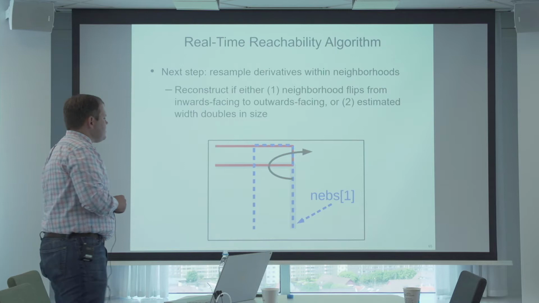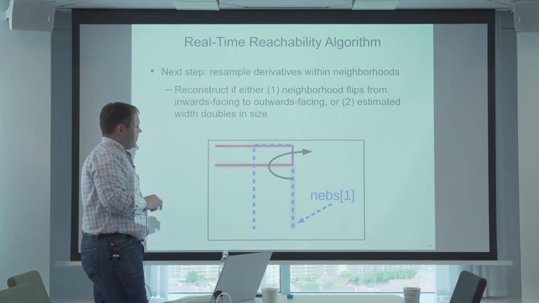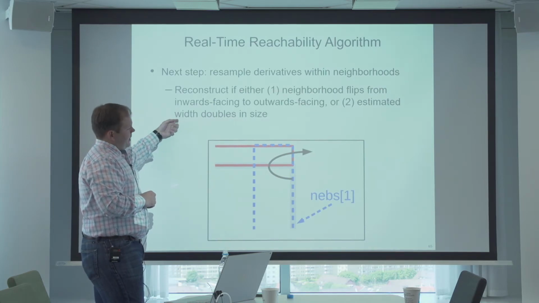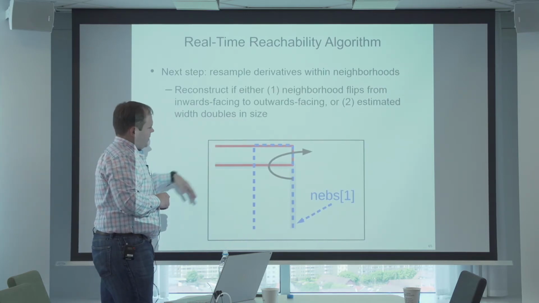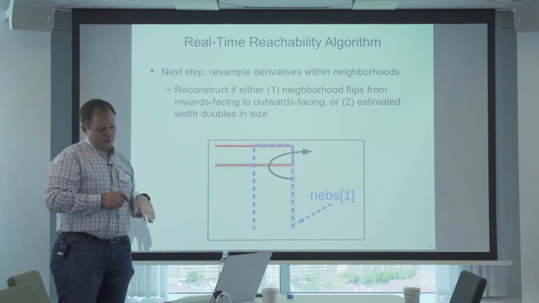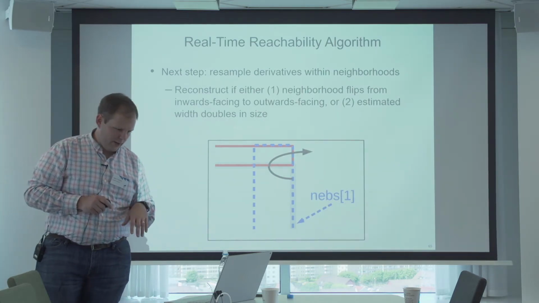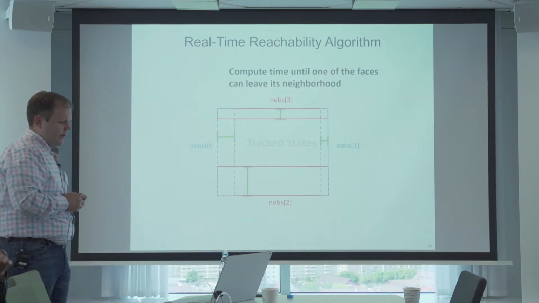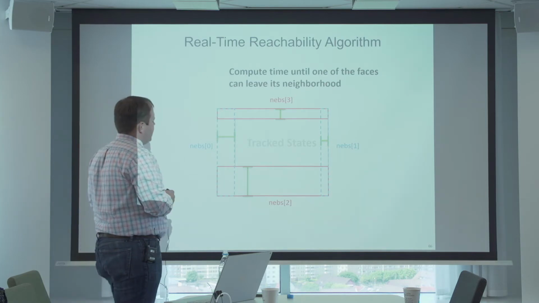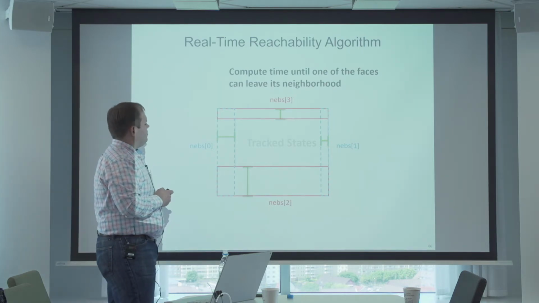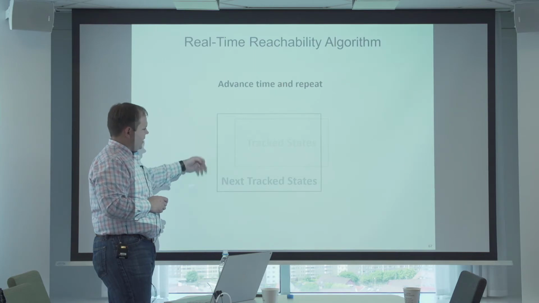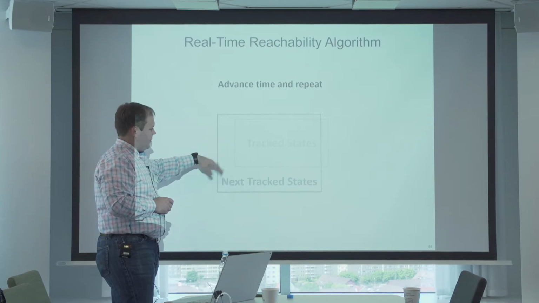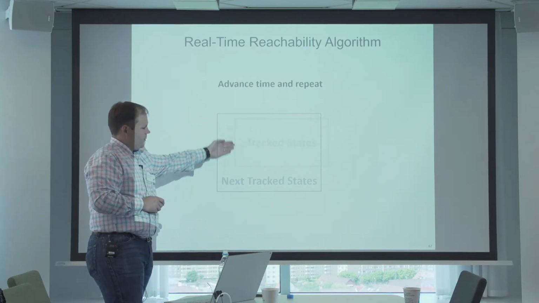And then there's another piece which I'm not going to talk about in too much detail, given the time: if the estimated widths of these boxes had doubled in size. This has to do with the choice of parameter in our algorithm. We'd compute this up to the time until one of the faces would leave its neighborhood. And then we'd advance time further, up until, say, our control period that we care about, and then repeat. So we'd come up with this new box from wherever we had been.